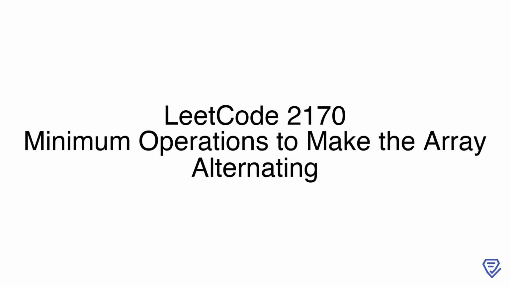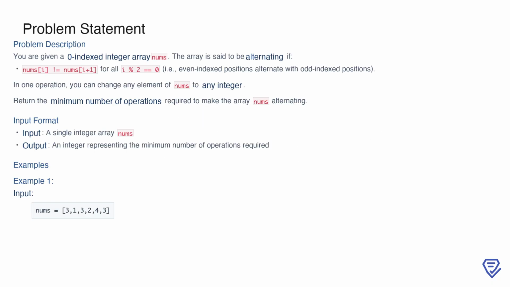Let's dive in. In this problem, we are tasked with transforming a given integer array into an alternating array. An array is considered alternating if every element at an even index is different from the element immediately following it at an odd index. To achieve this, we are allowed to perform operations where we change any element in the array to any integer of our choice. Our goal is to determine the minimum number of such operations required to make the array alternating. The input is a single integer array nums, and the output is the minimum number of operations needed.